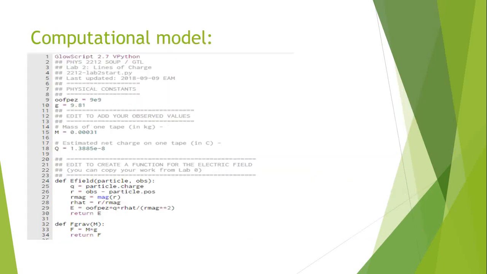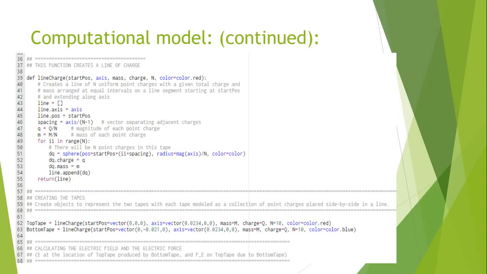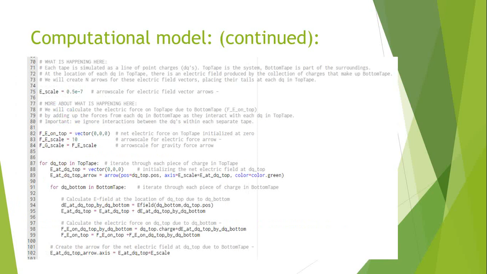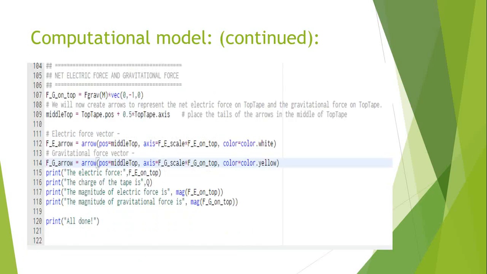Here in the code, first I wrote down the constants, the mass, and the estimated net charge. Then I create functions to calculate the electric field, the gravitational force, and the line of charge. I use this function to create my top tape and bottom tape, and I made these two tapes out of 10 small charges, which I call dq in this code. Here I calculate the electric field created by each of the dq's. And eventually I create the arrows of the electric force and the gravitational force.